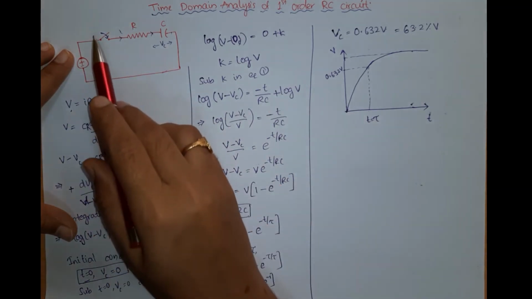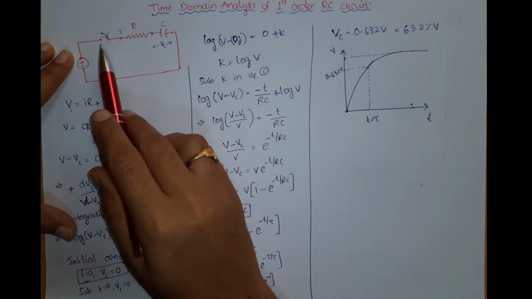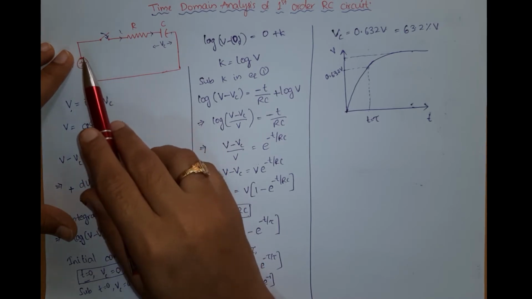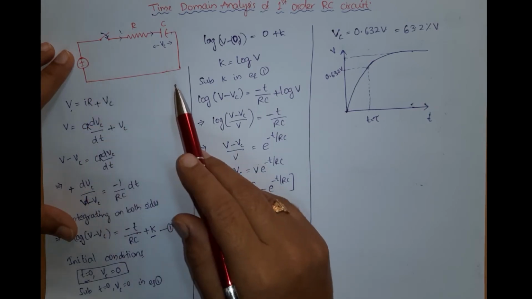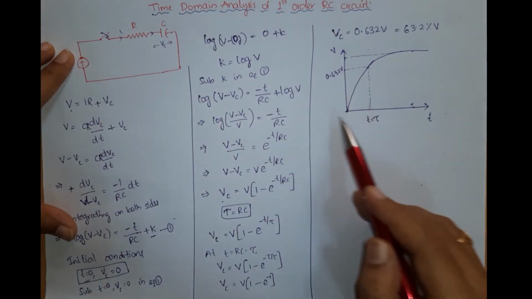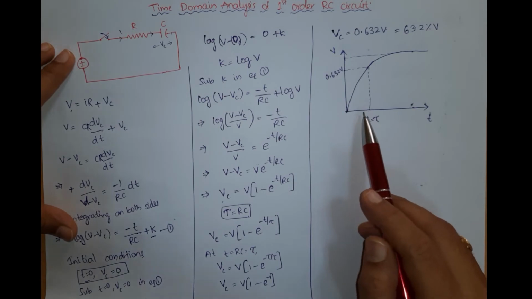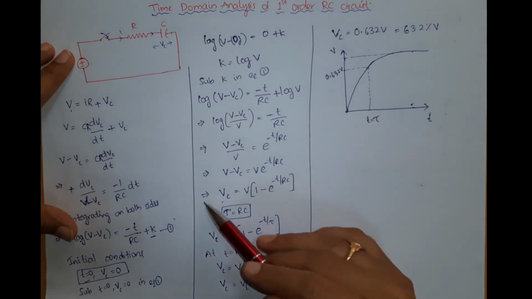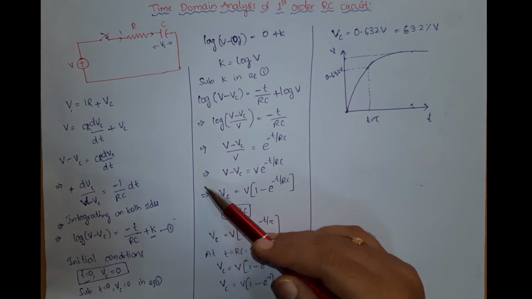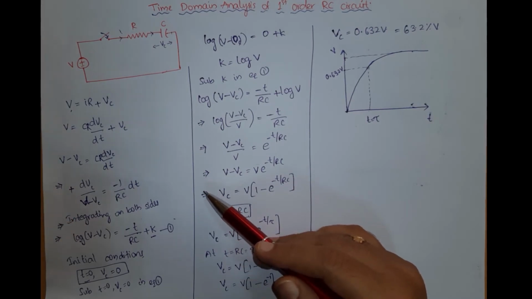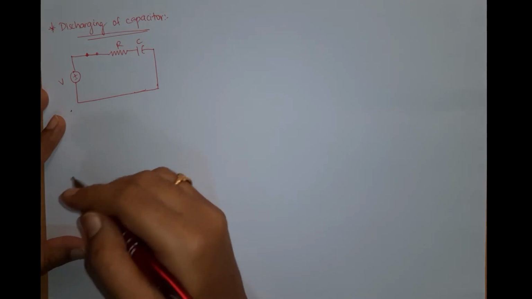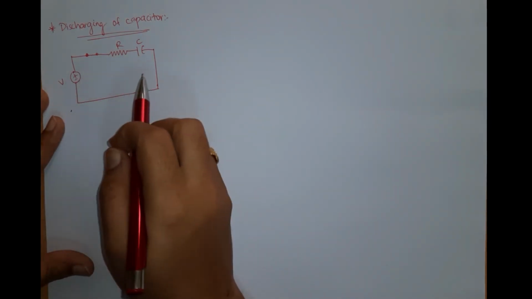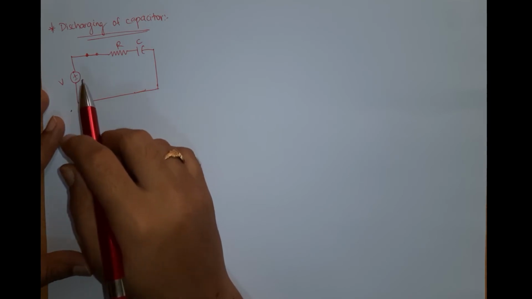So during closing of the switch, initially it was open and then goes to closed. Open is one steady state, closed is another steady state. From opening to closing, this is the behavior of the circuit, right? Now let us see what happens during discharging. During discharging, what happens to the capacitor? Initially the switch is closed, and now I am trying to open the switch.